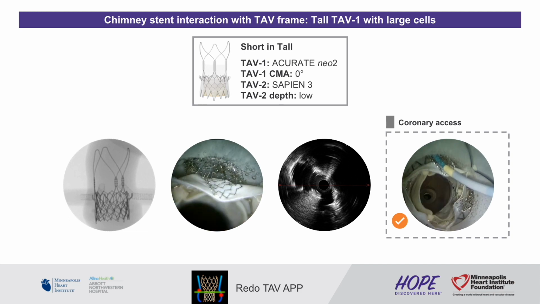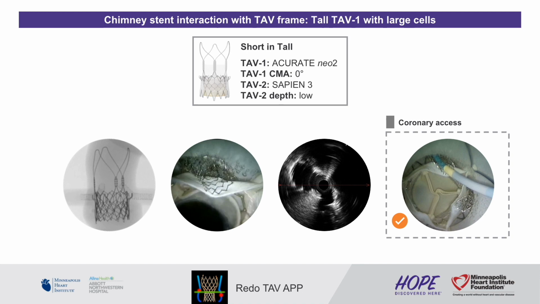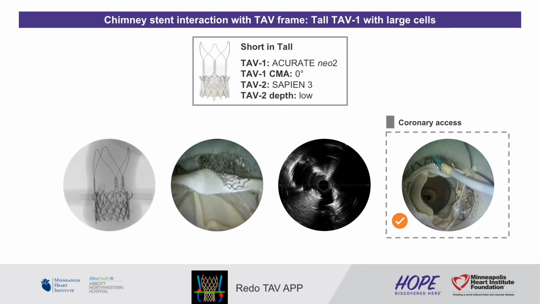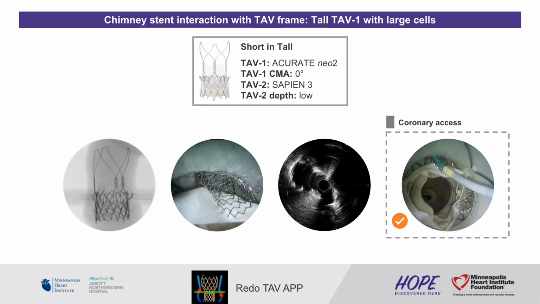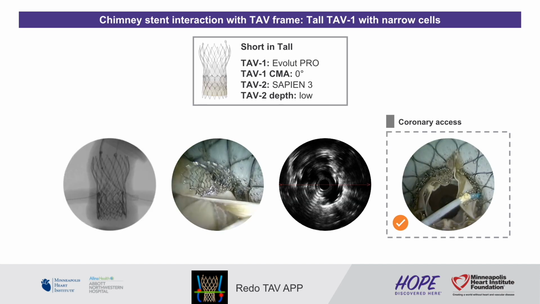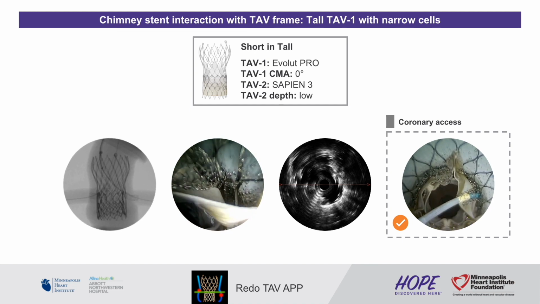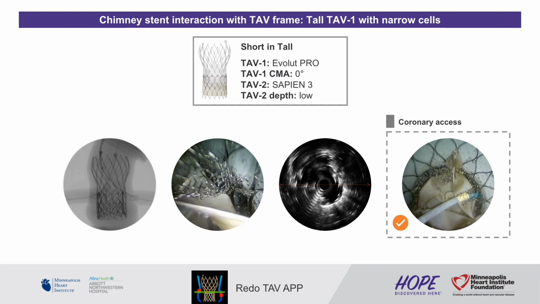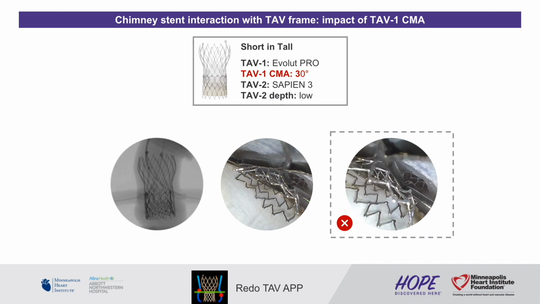These examples show how different types of interactions between chimney stents and TAV frame might compromise the efficacy of the procedure and coronary access. Stent distortion is greater in case of TAV1 with narrow cell design. Furthermore, the degree of interaction is affected by TAV1 commissural misalignment.